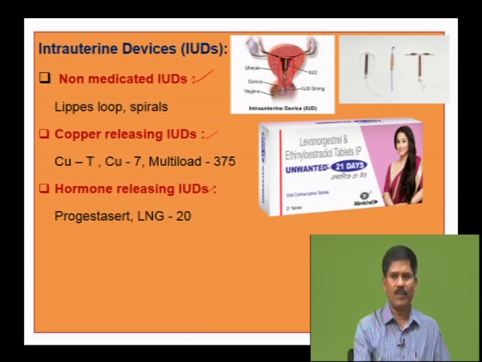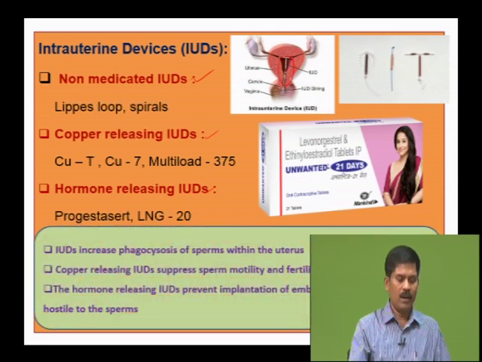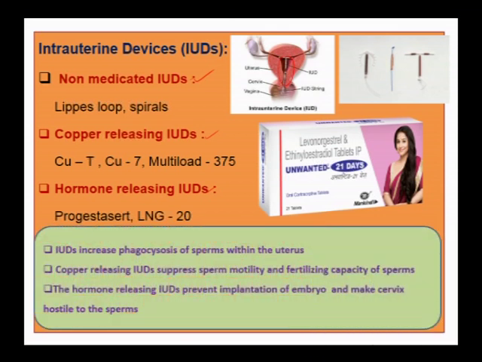Then how do these intrauterine devices prevent fertilization or pregnancy? IUDs increase phagocytosis of sperm within the uterus. Copper releasing IUDs suppress sperm motility and fertilizing capacity of sperms. The hormone releasing IUDs prevent implantation of the embryo and make the cervix hostile to sperm. This is how they prevent fertilization or pregnancy.